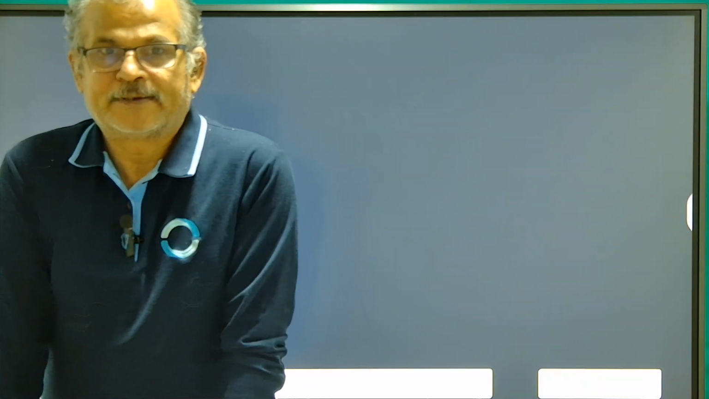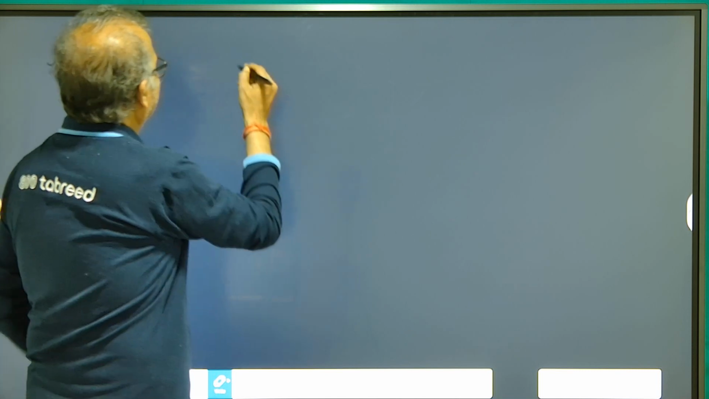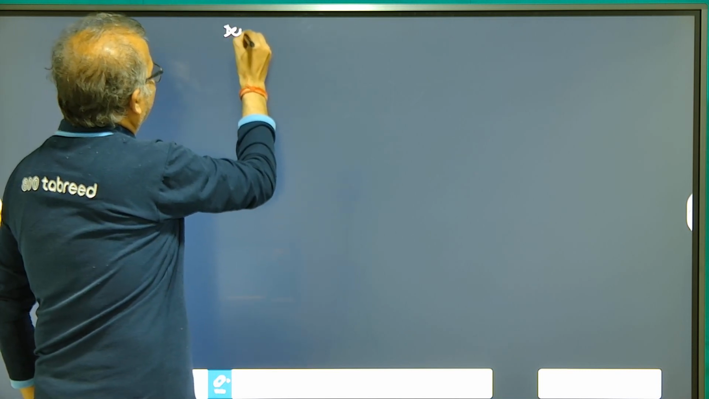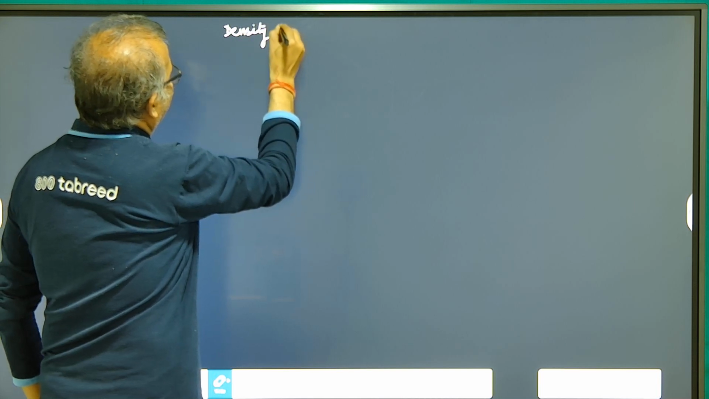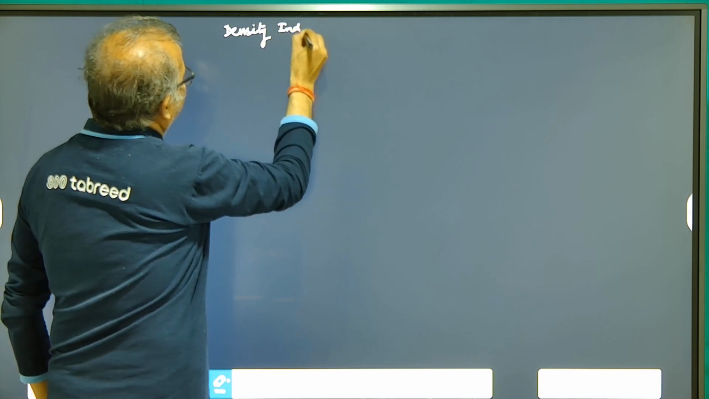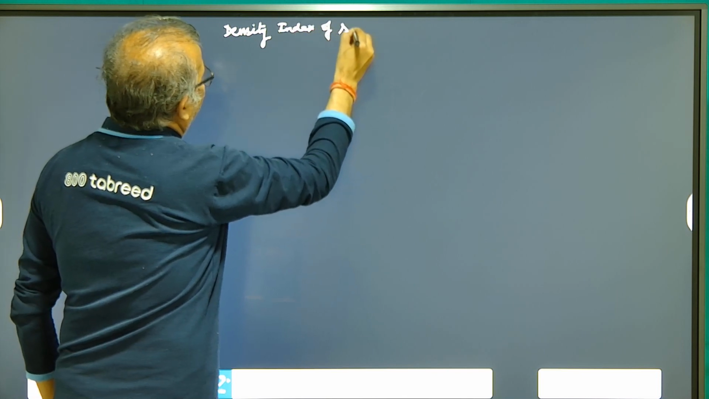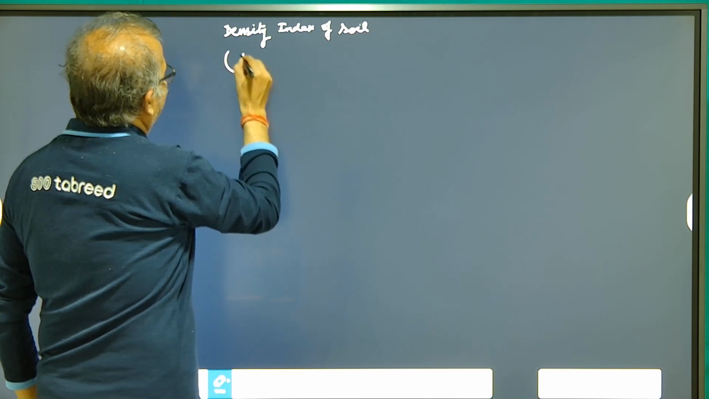Today we will study density index of soil, or relative density of soil. The symbol is ID.